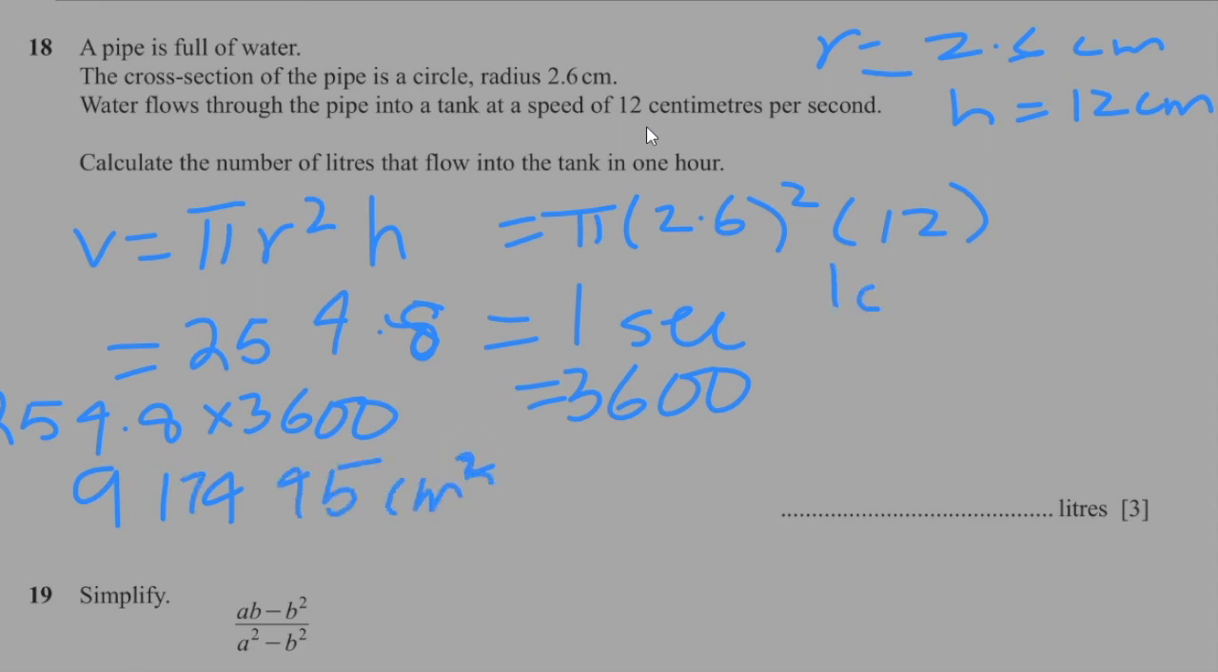917,455 centimeter cube. Since this is the volume, 1 centimeter cube is equal to 0.001 liters, and that should mean 917,455 multiplied by 0.001 will convert it to liters, and that is equal to 917 liters.